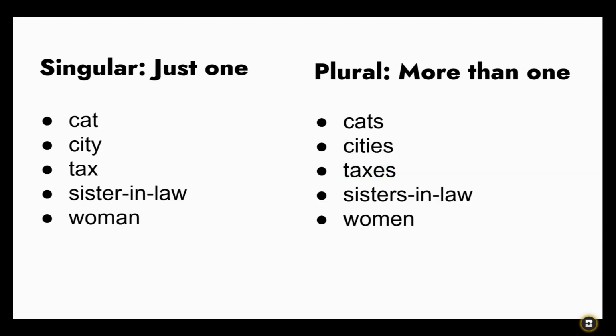While going through this exercise, there are a couple of terms that may be useful. The first is singular, which means just one: one cat, one city, one tax, one sister-in-law, one woman. And plural, of course, means more than one: 2 cats, 2 cities, 3 taxes, 4 sisters-in-law, many women.